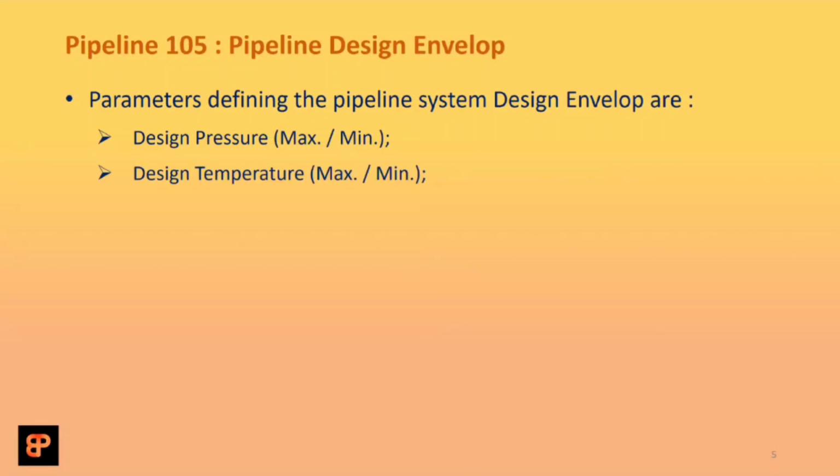Design temperature, again max and min. Maximum design temperature will have an impact on the strength of the pipeline. And as we have already seen, when we consider the thickness, we have to consider the temperature correction factor, which influences the SMYS, or the material strength, and accordingly the thickness of the pipeline will vary.